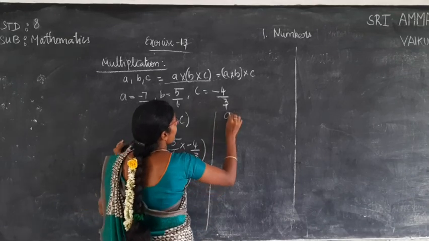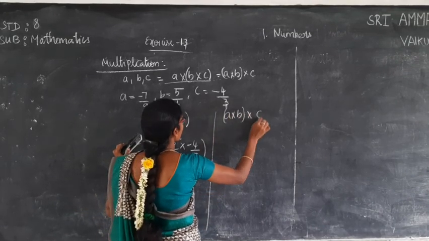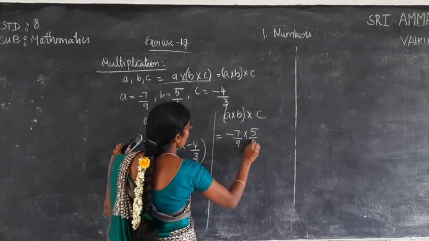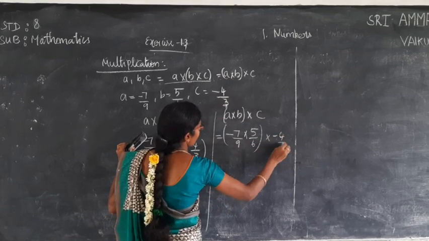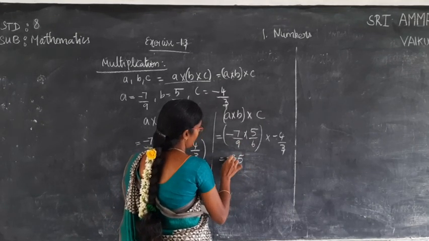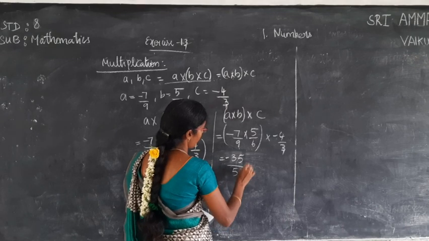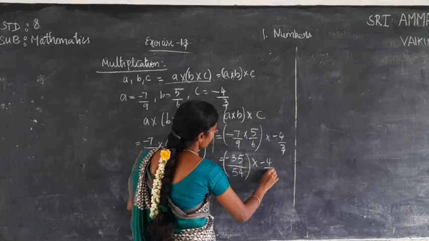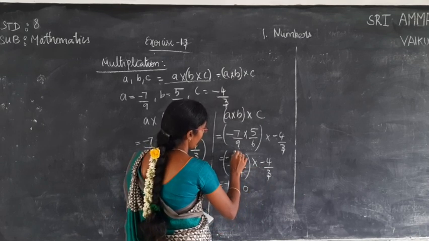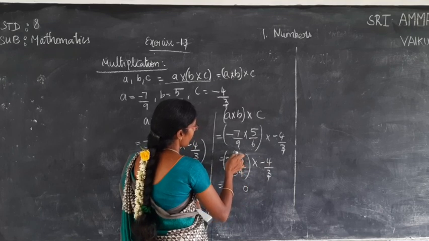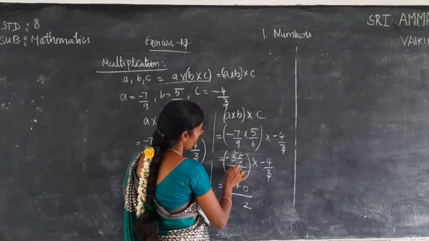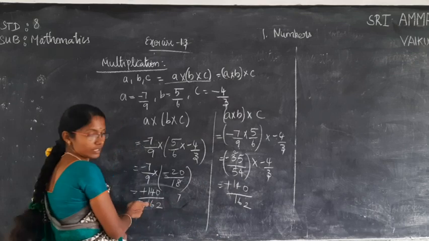So next right hand side, A into B into C. So minus 7 by 9 into 5 by 6 into minus 4 by 3. 7 5s are 35, minus 6 9s are 54 into minus 4 by 3. Okay. So minus into minus, plus 5 4s are 20, remainder 2, 4 3s are 12, 12 plus 2 14. Divided by 4 3s are 12, remainder 1, 3 5s are 15, 16. So LHS is equal to RHS.